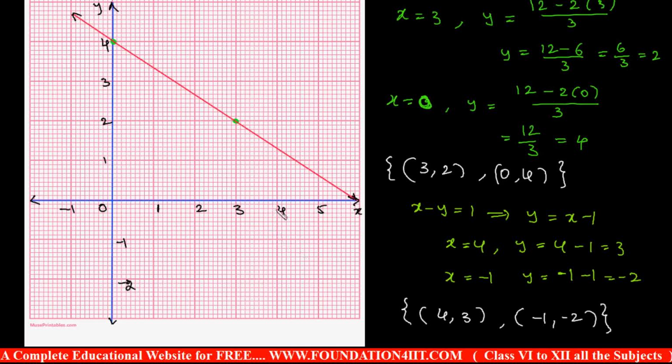Okay, that is 4. X-axis 4, y value is 3. 4 comma 3 is this. And minus 1 comma minus 2. X-axis minus 1, y value is minus 2. This is the point.